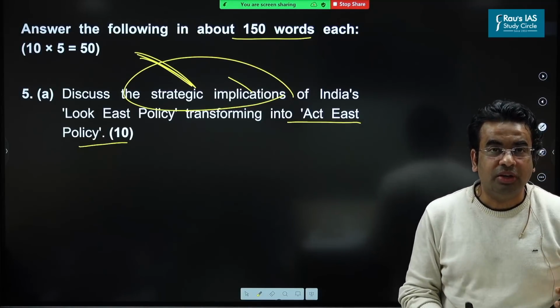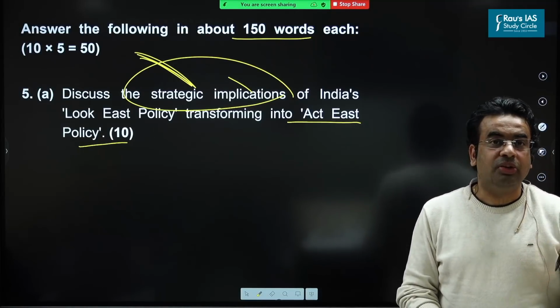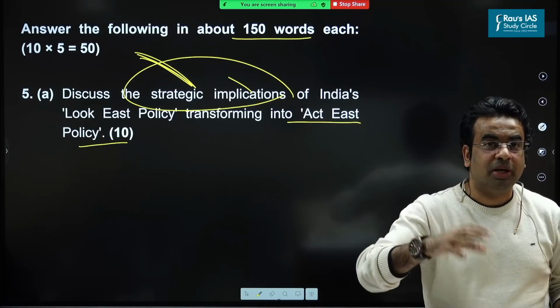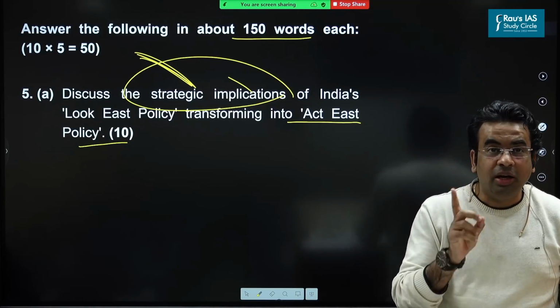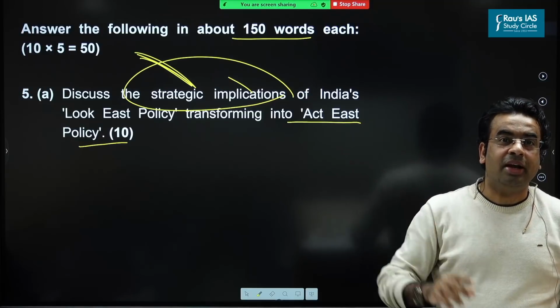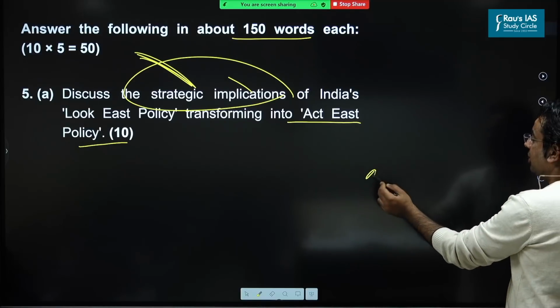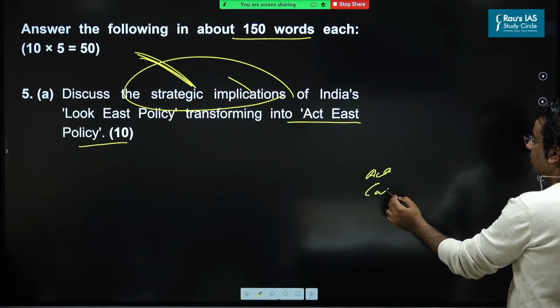Unless you understand the dynamics of Look East and Act East, you can't answer this question. This question is not from the current perspective. Yes, Act East is in the news, but the question does not ask you to discuss Act East. What are the components of Act East? Because Act East has 3 components. I'm sure all of you are well aware of this.